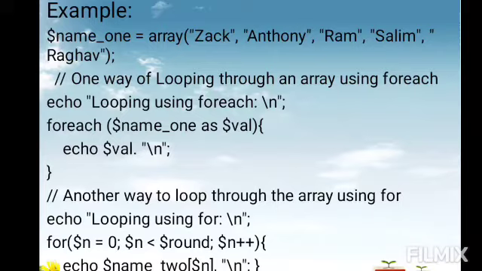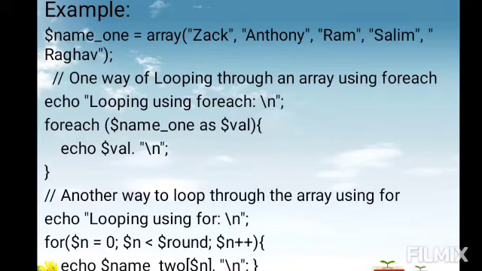The other way of traversing is similar to our C language, the normal for loop. For $n equal to 0, $n less than the length of the array, $n plus plus, echo $name2 of $n. In these two ways we can traverse the arrays.